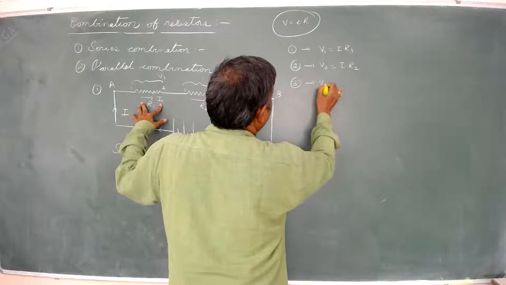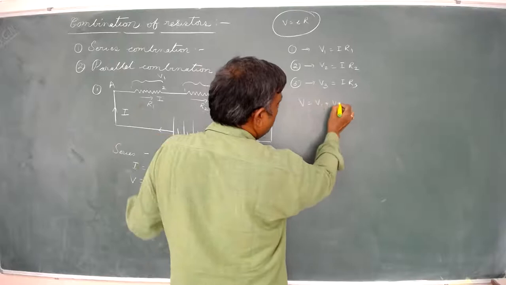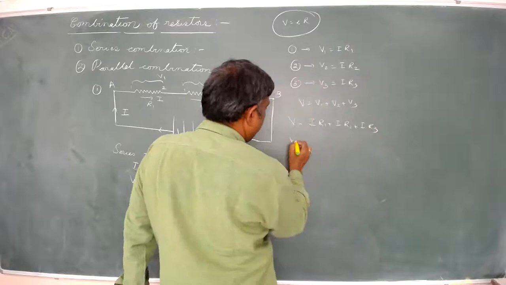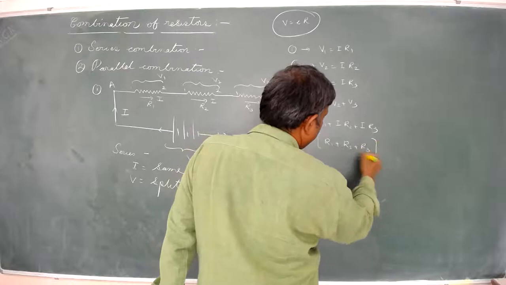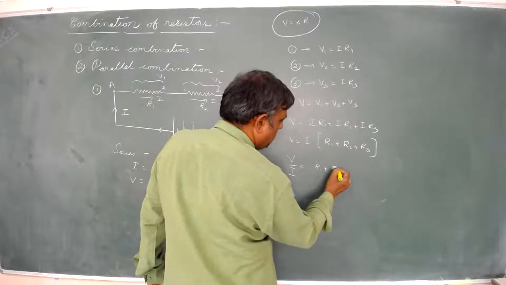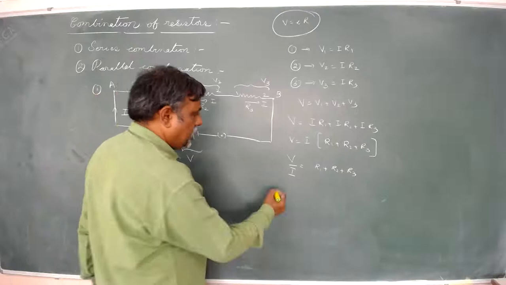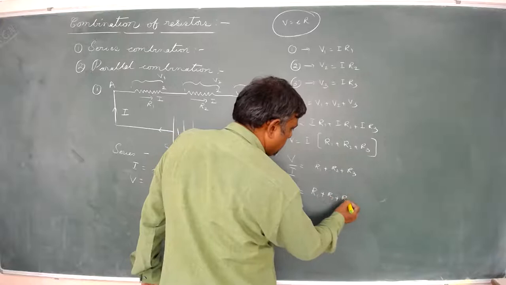But the total potential will be equal to V1 plus V2 plus V3. Therefore, the total potential V is I into R1 plus I into R2 plus I into R3. So V is equal to I into (R1 plus R2 plus R3). Furthermore, V by I is equal to R1 plus R2 plus R3. V by I is total potential by total current, effective potential by effective current, that is effective resistance. Our total resistance R is equal to R1 plus R2 plus R3. So this is what series resistance is.